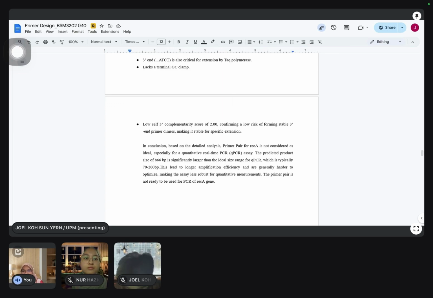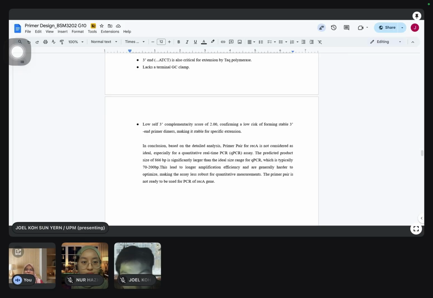So in conclusion, based on the analysis, this primer is not considered ideal, especially for PCR, and the predicted product of 866 base pairs is very, very long. The ideal length for a good primer product is just 70 to 200 bp, just like Joel's primer.